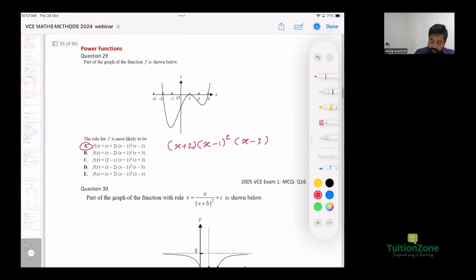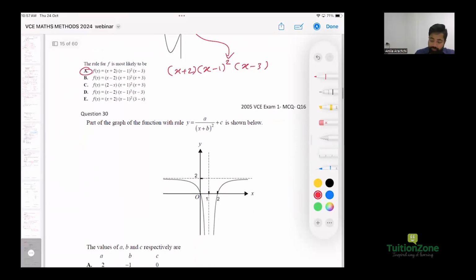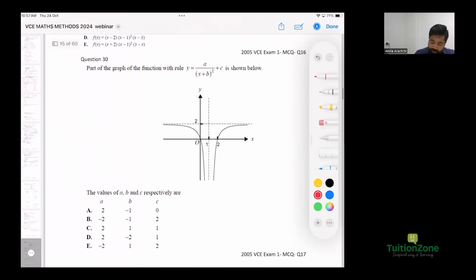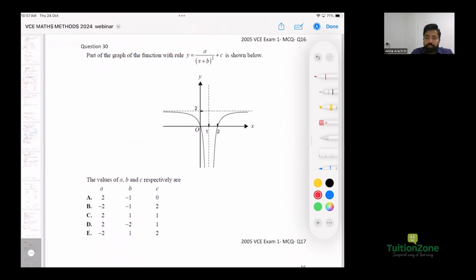Yep, that's the method. You can see it's turning here, so it becomes the power 2. And it's also a common question. Try that as well. It's a truncus, and it's very easy to find the B and the C.